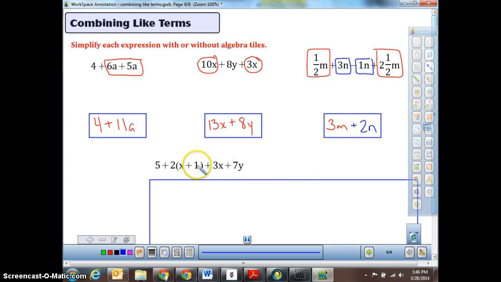All right, this one is a super challenge one. You're going to have to use your distributive property and order of operations here. I'm going to ask you to try and attempt this on your own, and tomorrow we are going to look at it in class. So there you have it, combining like terms.